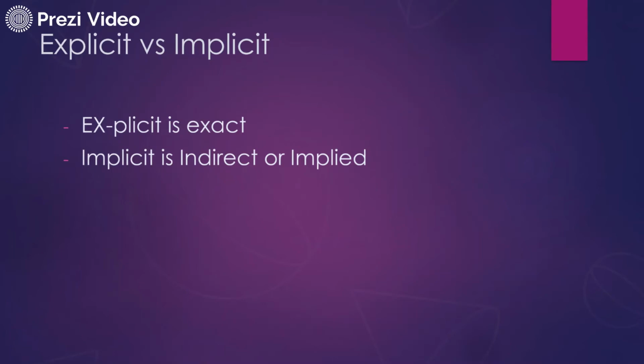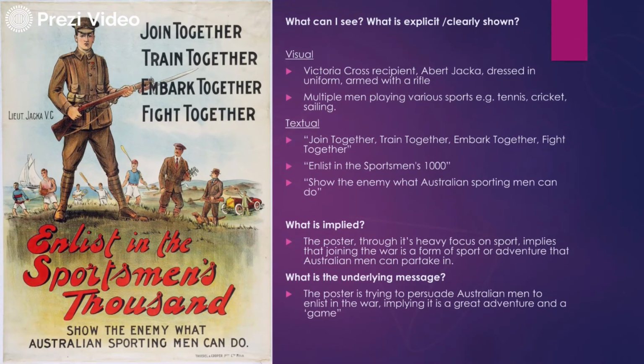If something is implicit, it means it's indirect or it's implied. So the true meaning of the source, we might actually have to uncover it, to read between the lines and interpret what's being suggested. So we're going to have a look at how implicit and explicit meaning is found within two examples of World War I propaganda posters and how they convey this explicit and implicit meaning.